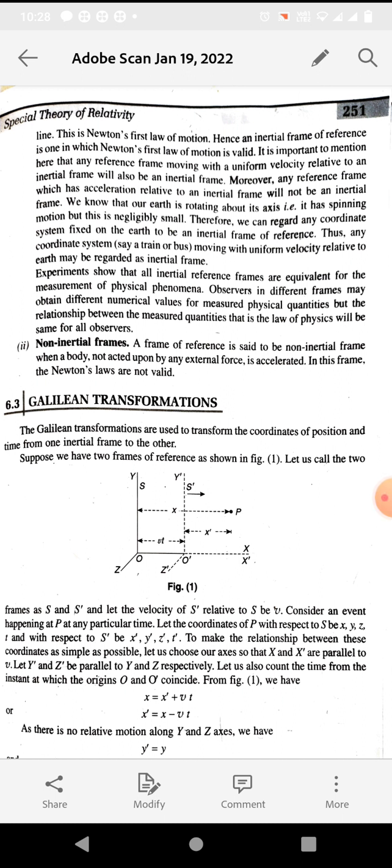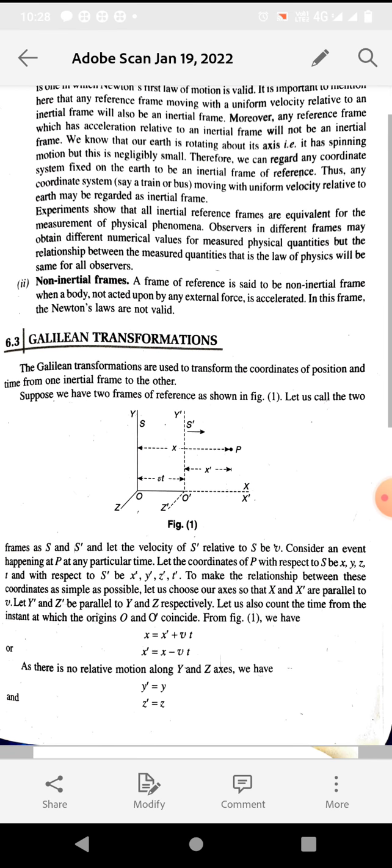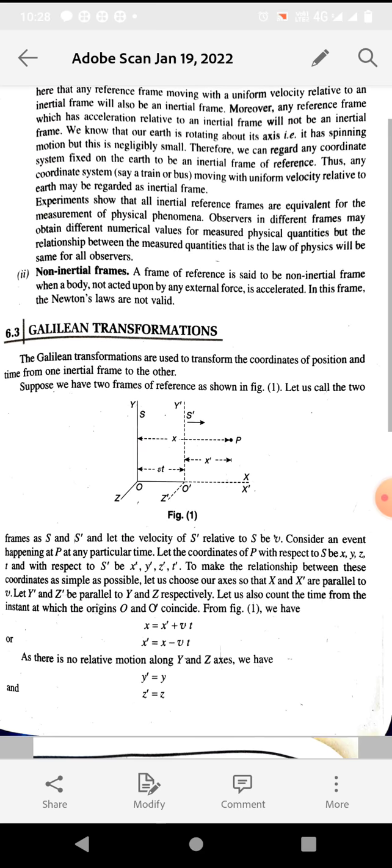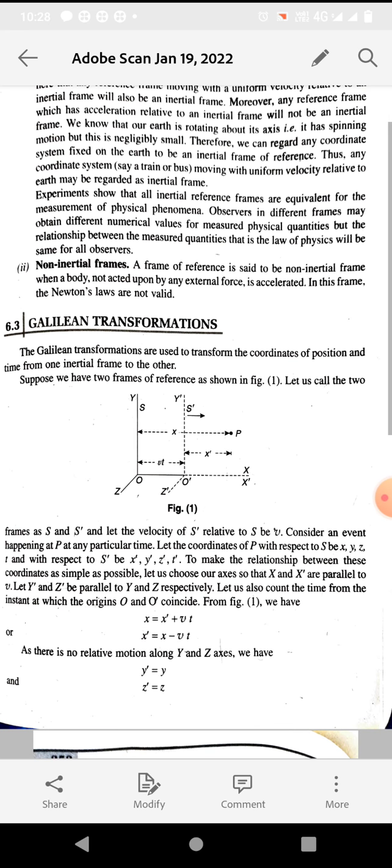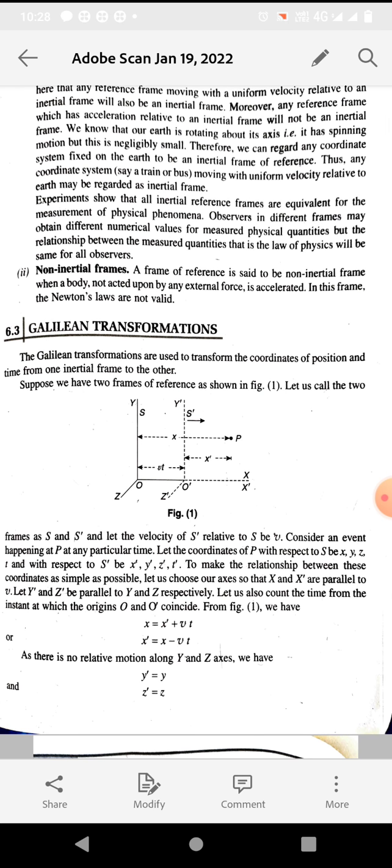In the last class, we already discussed the postulates of the special theory of relativity and what inertial frames and non-inertial frames are. Today, we will discuss the Galilean transformations. These transformations depend upon reference frames. But first, a quick revision: what is an inertial frame, and what is a non-inertial frame?